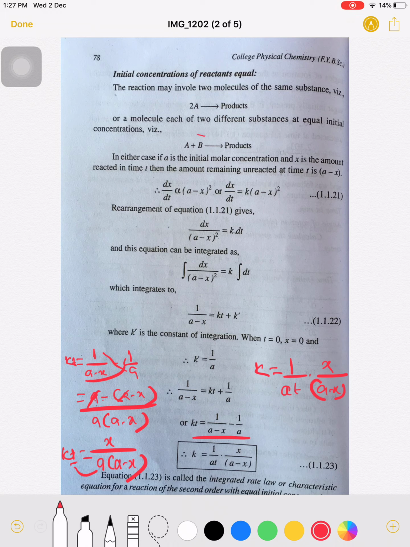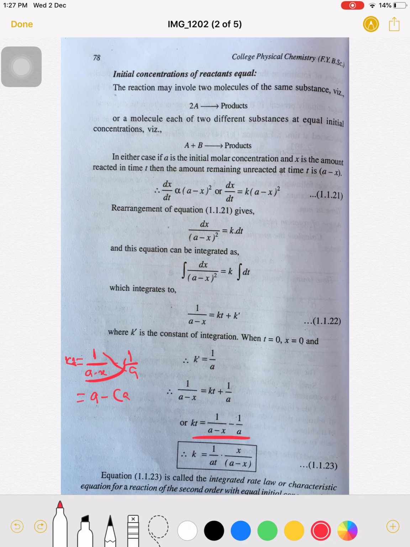Now see here, two reactants are there with equal initial concentration, then the rate, that is dx by dt, is directly proportional to the concentration of the reactant, that is a minus x whole square. So by rearranging this equation, dx by a minus x whole square is equal to k into dt. So this equation can be integrated, and by integrating we have 1 upon a minus x is equal to k into t plus k dash.